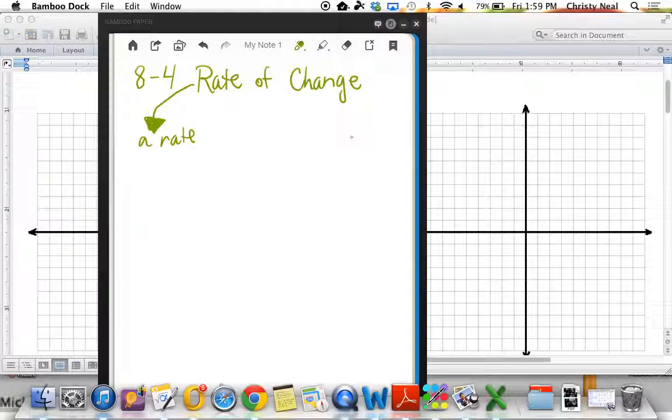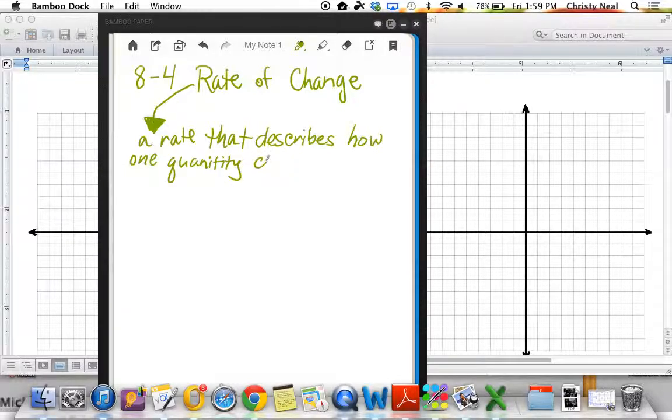All right, so we said 8-4, rate of change. So a rate of change is a rate that describes how one quantity changes in relation to another.